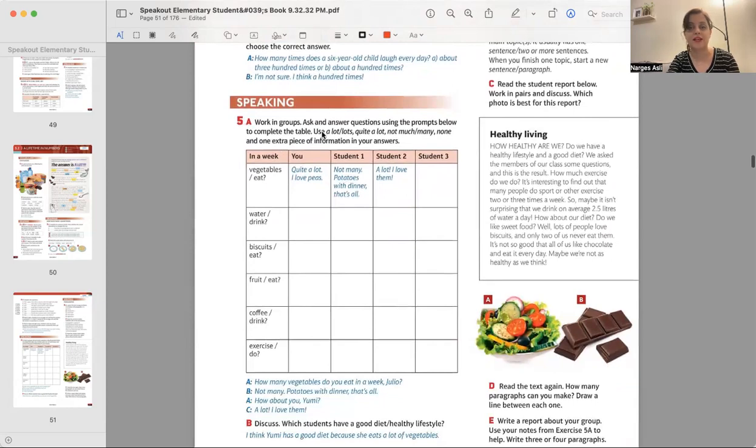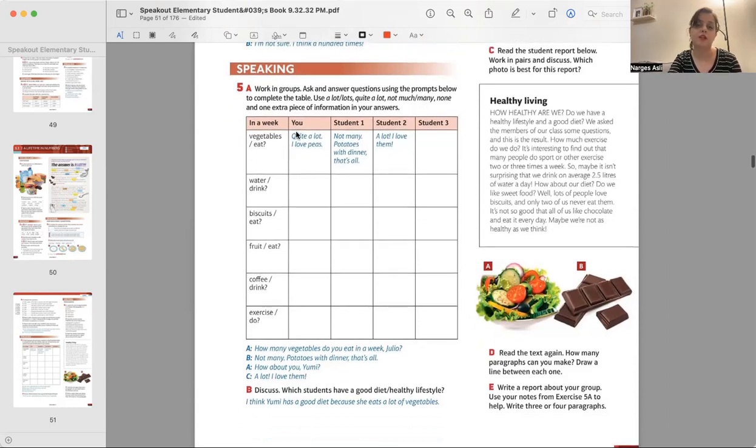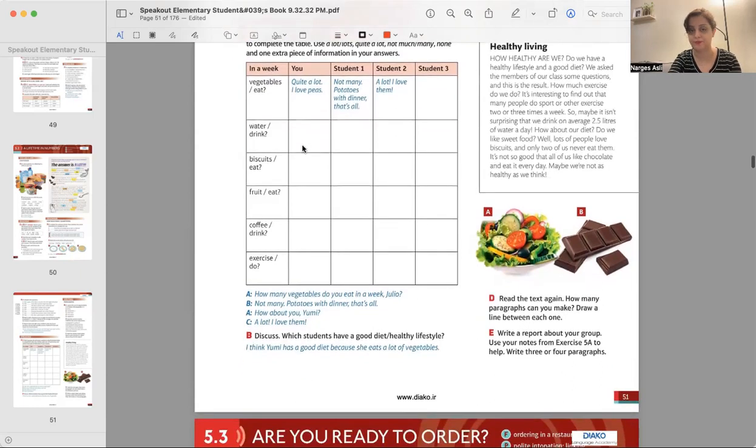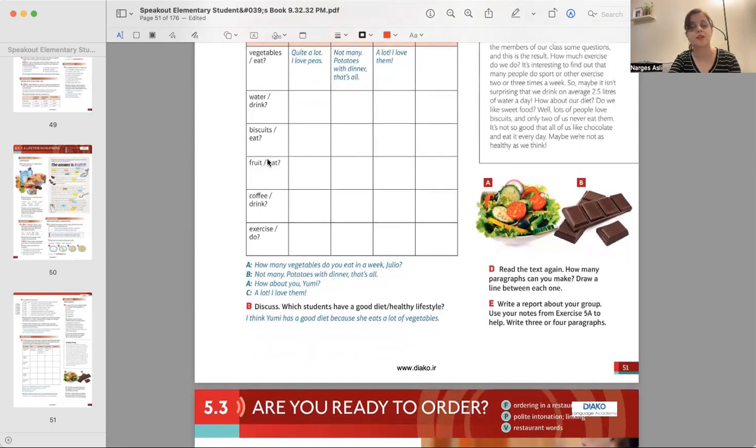Working groups ask and answer question. Using the prompts below to complete the table, use a lot or lots, quite a lot, not much, not many. این داستانا. خب in a week student A, student B and student C میخوان از این 3 تا کوانتیتیفایر رو استفاده کنیم. مثلا vegetable زیاد میخورم کم میخورم اصلا نمیخورم. water how much زیاد کم یا اصلا none. biscuits زیاد کم یا none.